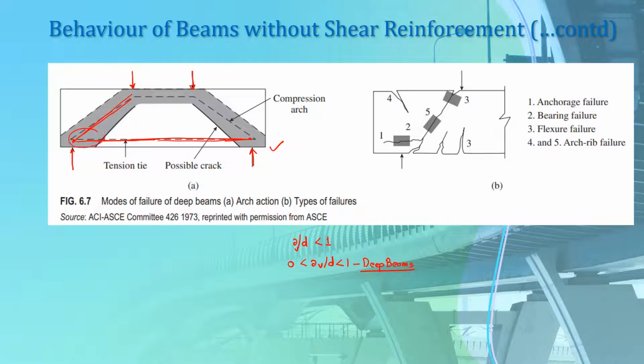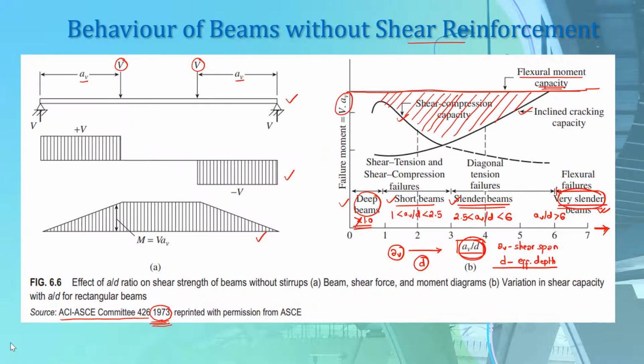At the ends of the tension tie, there will be anchorage failure, and this is also known as shear tension failure. Shear tension failure or anchorage failure. This is the type of failure that is seen in the deep beams due to shear forces. The same is shown in our previous graph here. For these deep beams, there will be shear tension failure or anchorage failure.